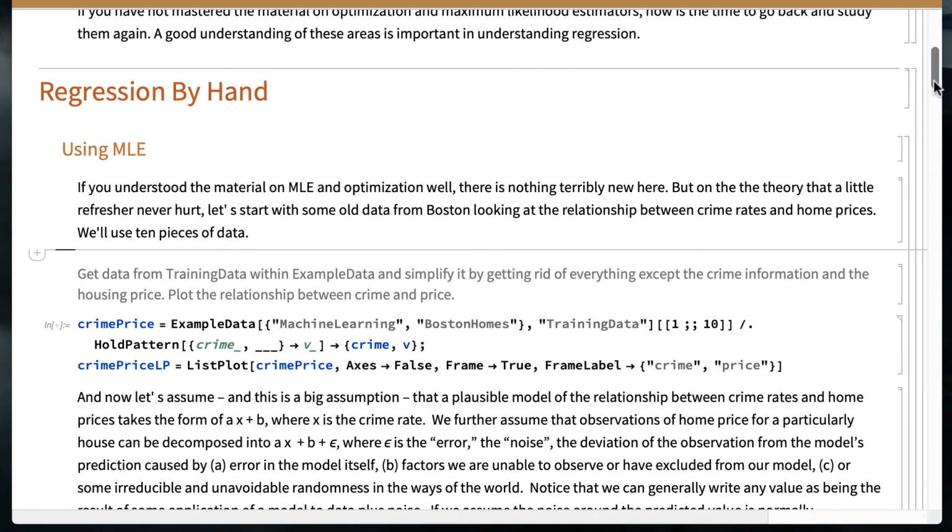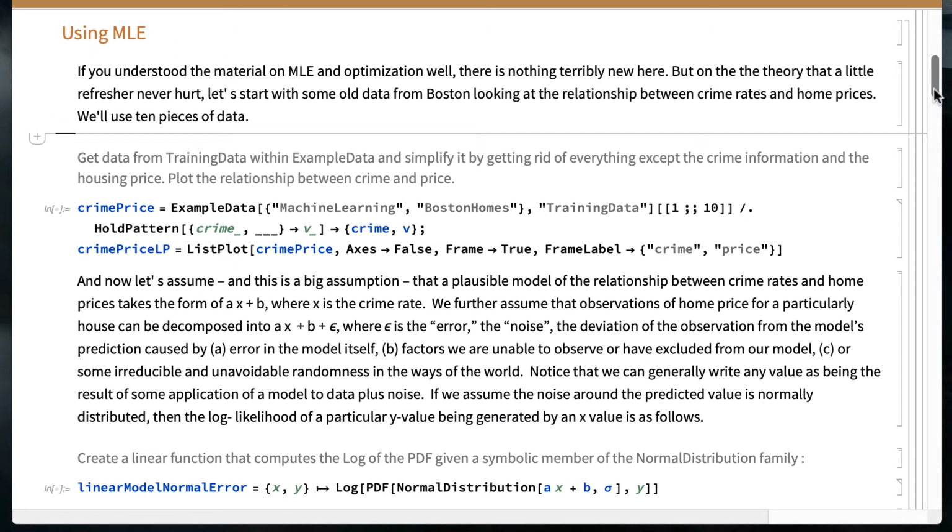All right, I want to first start by doing regression by hand, as it were. Not really by hand, I'm not going to be handwriting anything, but we're not going to be using some of the fancier Wolfram Language functions that let you automate this process fully. Rather, I'd like you to see and understand what's going on behind the scenes.